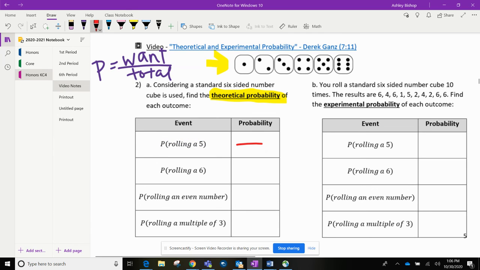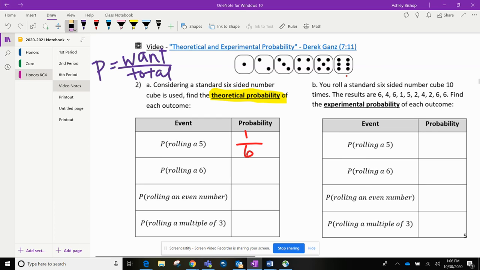Well, how many total options do I even have? I usually start with my total. Let's see. 1, 2, 3, 4, 5, 6. I have 6 options. And out of those options, I want to roll a 5. So how many 5s do I have out of my 6 options? Well, I only have one 5. So the probability that I roll a 5 in a perfect world on a dice is 1 out of 6.